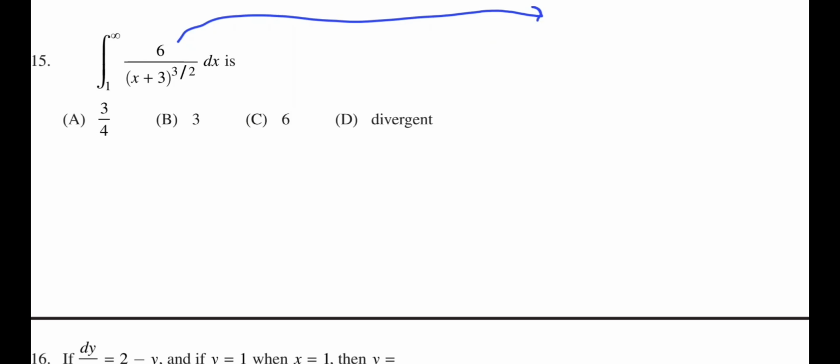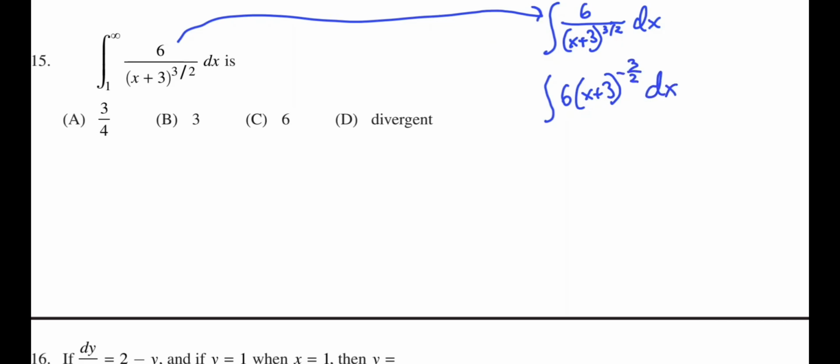So the integral of 6 over (x + 3) to the power of 3/2 with respect to x. Let's set this up for us to use u-substitution. So it should be the integral of 6, which can be pulled out, but I'll leave it here, times (x + 3) to the power of negative 3/2. To properly set this up, we put it in such a way that we can eventually use the power rule for integration.